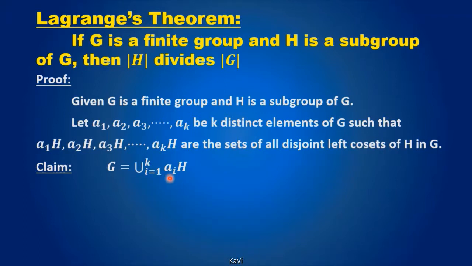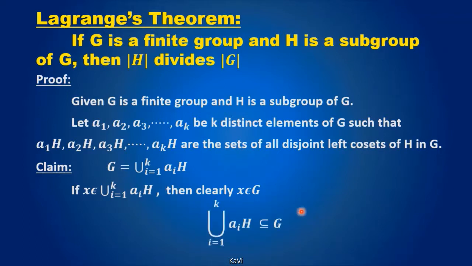Obviously, when you consider an element in this union, that definitely belongs to the set G. As G is a group, if X belongs to any of this coset, that definitely will belong to G. So this union is contained in G. So take it as equation 1. Now we claim that G is contained in this union.